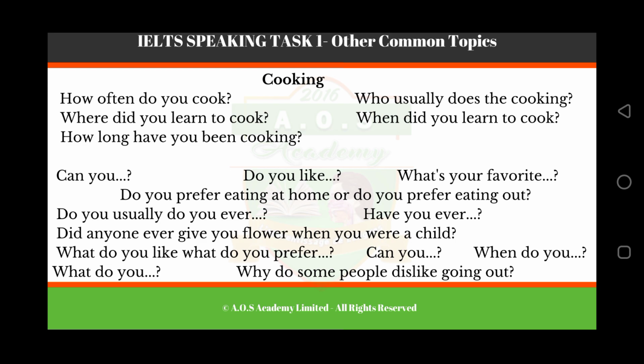Next one is "do you ever?" This is in the present tense, so this is now. Do you ever eat outside? You need to say yes or no and then explain why or give more examples.